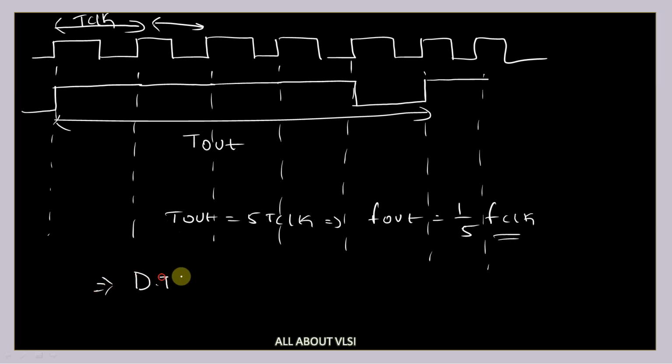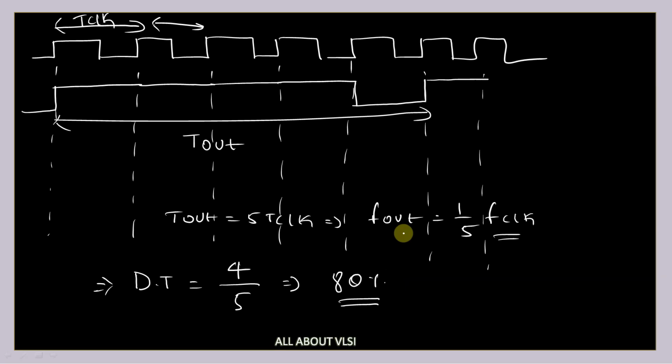Coming to the duty cycle, it is nothing but how many cycles it is on? 1, 2, 3, 4. And how many cycles it is off? It is only 1. So 4 by 4 plus 1, that is 5. And if I can see, it is 80 percentage duty cycle. So this is how I can achieve a duty cycle of 80% if I am going to consider a mod 5 down counter.